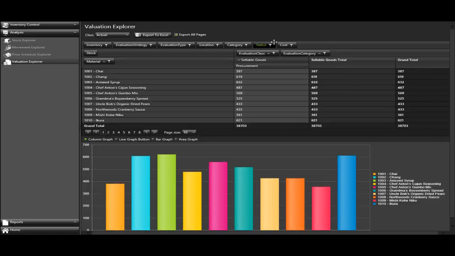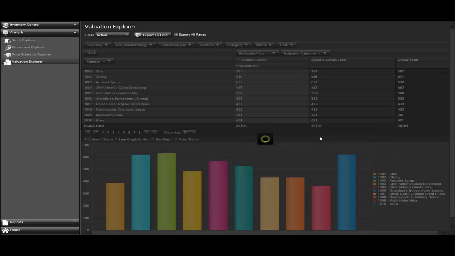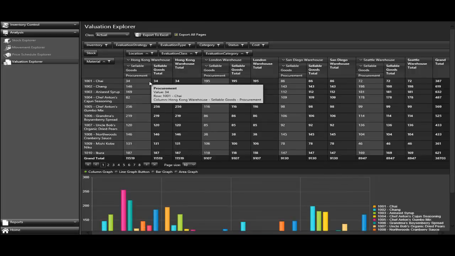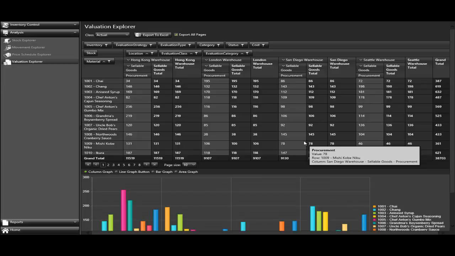I could also look at that by location. If I want to drag the location into that equation, I can now see that for this location, here is the breakdown. In Hong Kong, we've got these numbers, and in London, we've got these numbers. Again, how they're valued on the balance sheet. So I won't go through all of the things that you can do, but I think you get the sense. The goal of the Valuation Explorer is to allow you to mine the information about the valuable asset that you have, that is inventory.